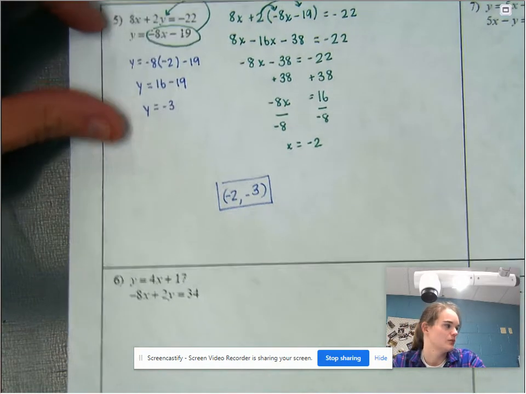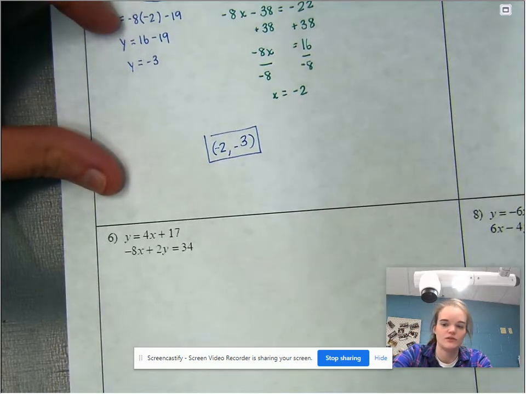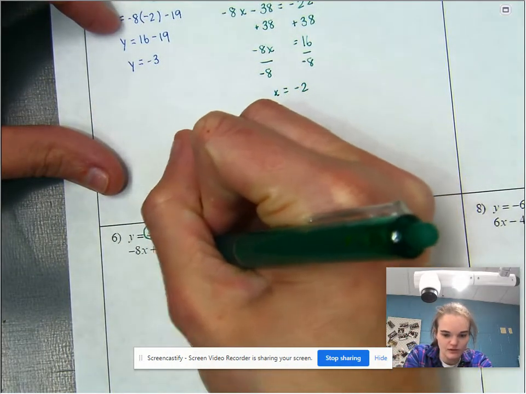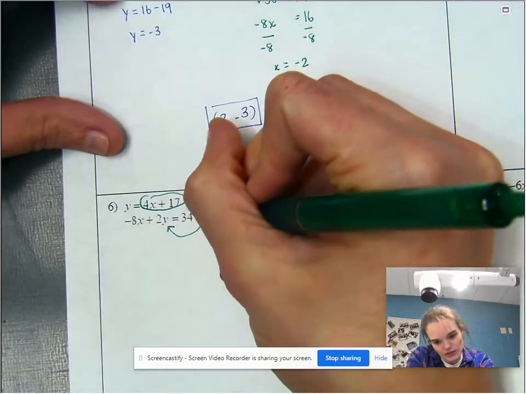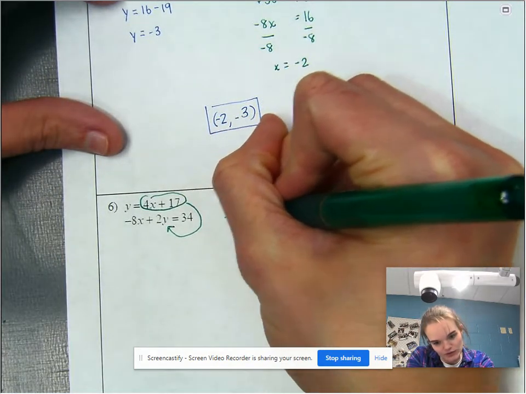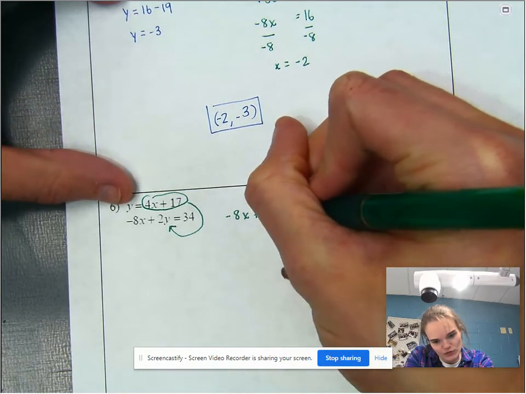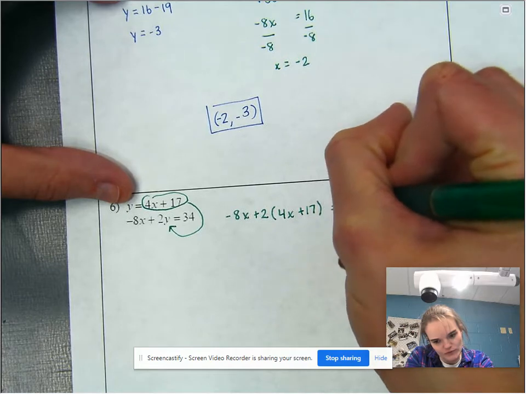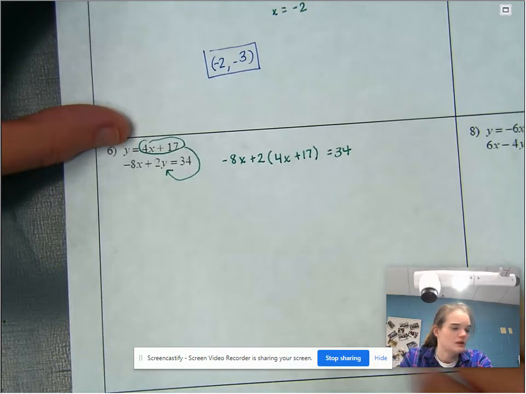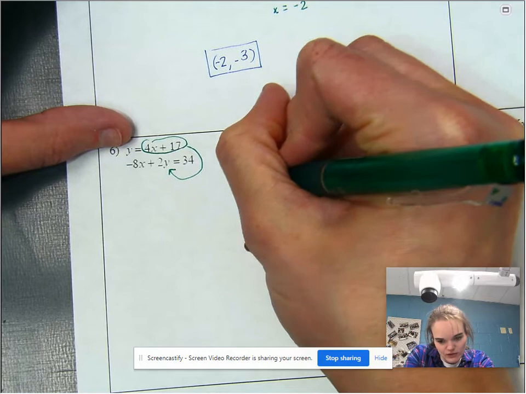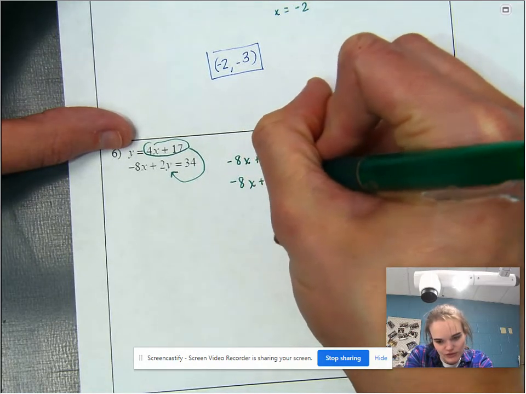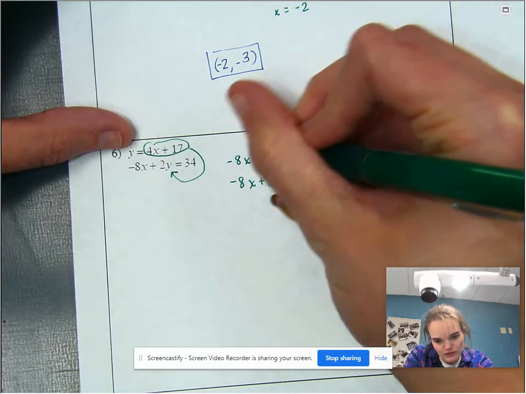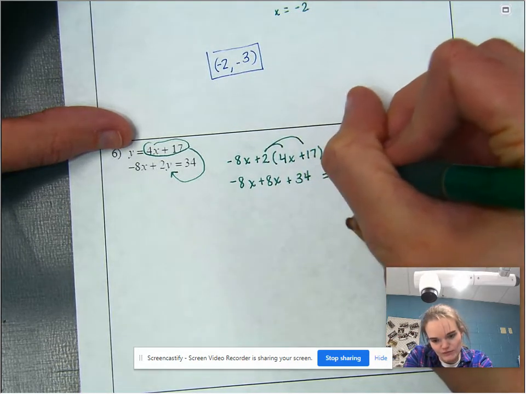And go ahead and do number 6 as well. Still just substituting, that's the name of the game. It's called substitution method for a reason. Okay, so negative 8x plus 2 times 4x plus 17 equals 34. Negative 8x plus 8x plus 34, remember I'm distributing to get these numbers, equals 34.